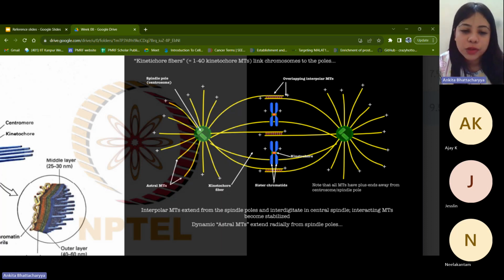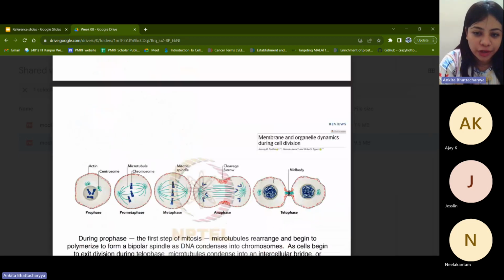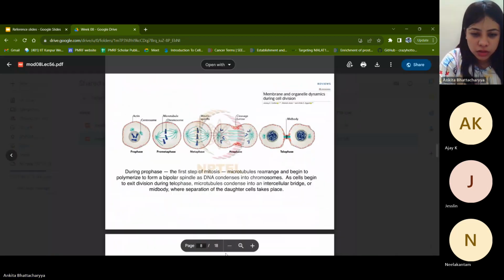So interpolar microtubules extend from the spindle poles and they interdigitate. Interdigitate basically means, consider these as 2 digits. These 2 digits are overlapping with each other, and they are sort of interspersed with respect to each other. And what happens is that it stabilizes. The 2 interacting microtubules become stabilized. They are not undergoing dynamic instability as they normally do. On the other hand, the dynamic astral microtubules extend from the spindle poles radially towards the other side of the cell, or towards the plasma membrane.